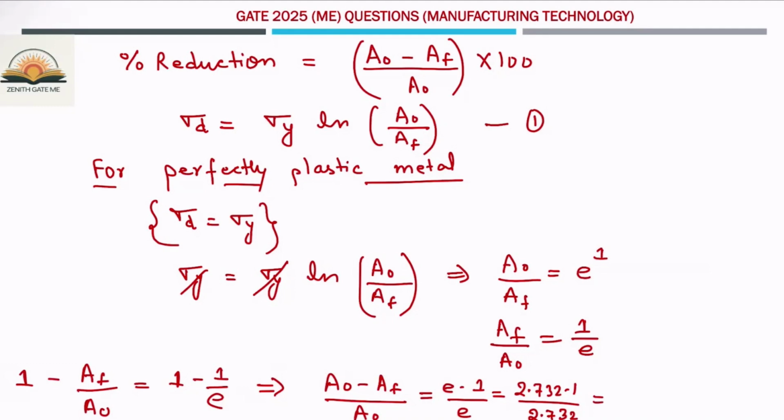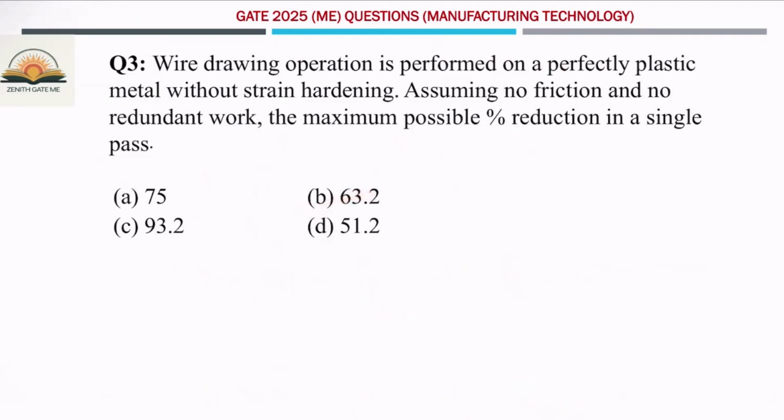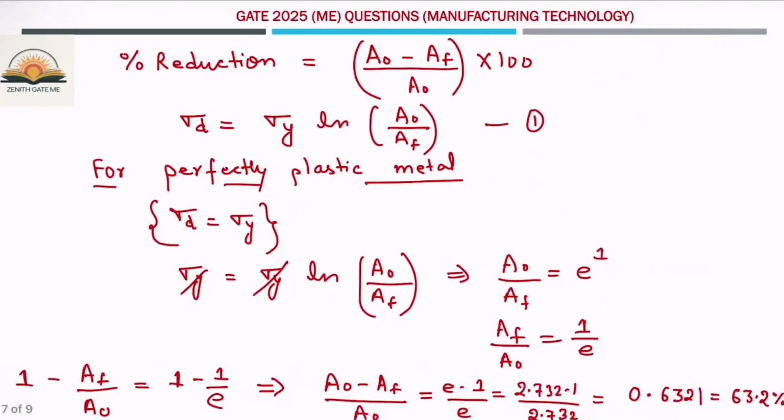So you will get the value around 0.6321. In percentage, you just multiply with 100, so 63.2 percentage. Option B is correctly matching with our answer. So the correct answer for this question is option B. In case of wire drawing operation for a perfectly plastic metal, the maximum reduction possible is 63.2 percentage.